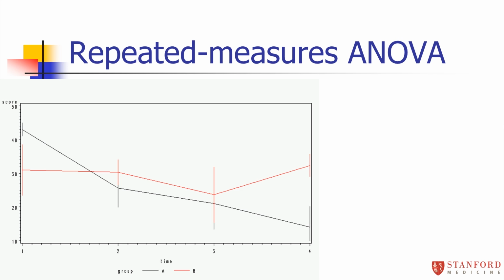And I'm just going to show you a couple of different examples of some mock data to give you a sense of what you get out of repeated measures ANOVA. So these are all examples where I've got two groups and I'm following them over multiple time points. Call them group A and group B.